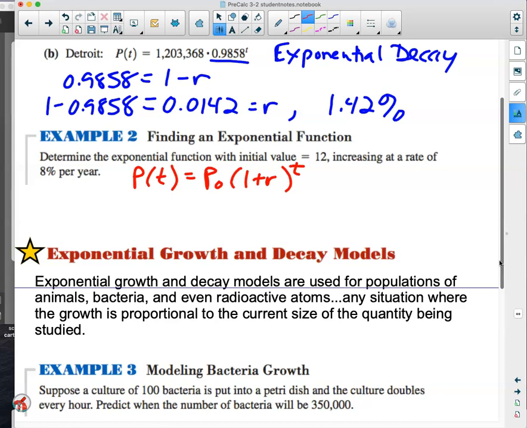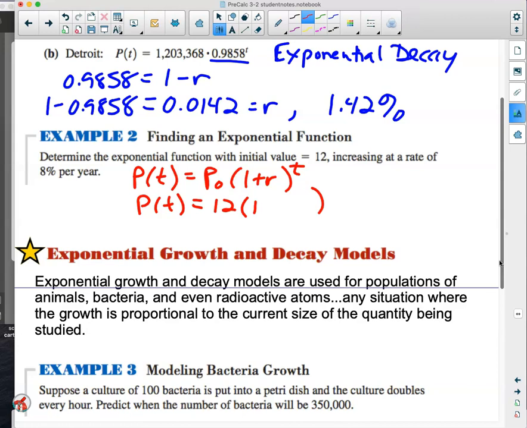Or you could stick with the y equals a times 1 plus r to the t and y equals a times 1 minus r to the t. You don't have to start using the new model. It's just that this way our function notation tells somebody, hey, this is going to be population. All right, so we've got P of t equals an initial value of 12.